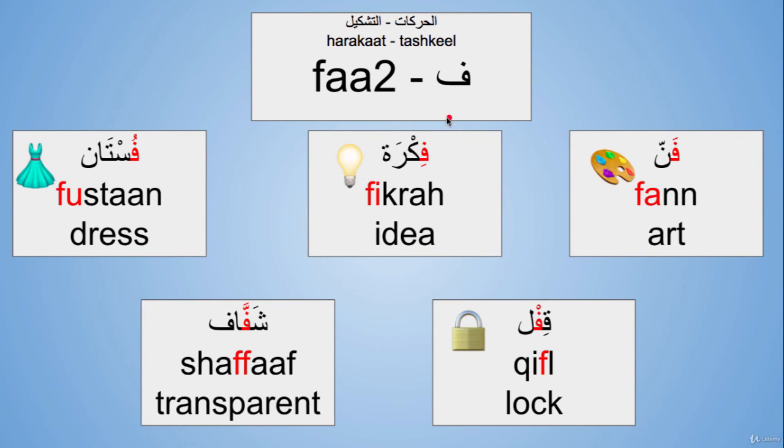And for the letter fa, fa, when it has fatha it sounds as fa, fa, like the word fan, fan, which means art in Arabic. And with kasra it sounds as fi, fi, like the word fikra, fikra, which means idea in Arabic. And with dhamma you can find a word like fustan, fustan, which means dress in Arabic. And you can also have it with sukoon in a word like qifl, qifl, which is a lock in Arabic. And it can have also shadda in a word like shaffaf, shaffaf, or transparent.